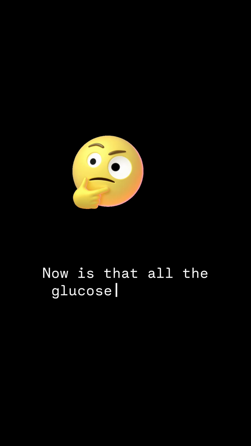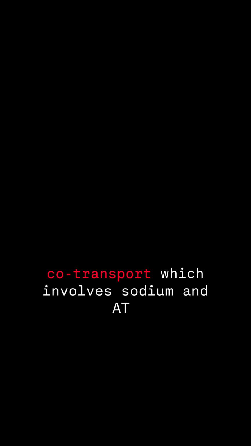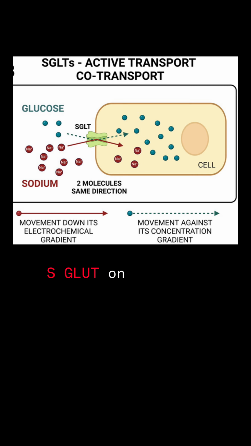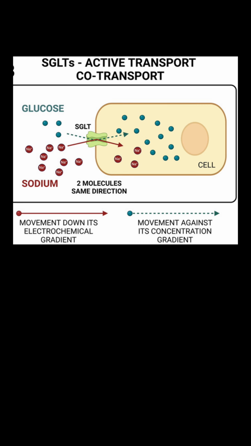Now, is that all the glucose transporters present in our body? Well, definitely not. There is another way of transporting glucose in our body, which is not passive facilitative diffusion but active transport or secondary co-transport, which involves sodium and ATP. These are called SGLUT 1 and SGLUT 2. SGLUT 1 is used mostly for the absorption of galactose in the intestines and PCT. SGLUT 2 is essentially for the reabsorption of glucose effectively in the intestine and PCT as well.